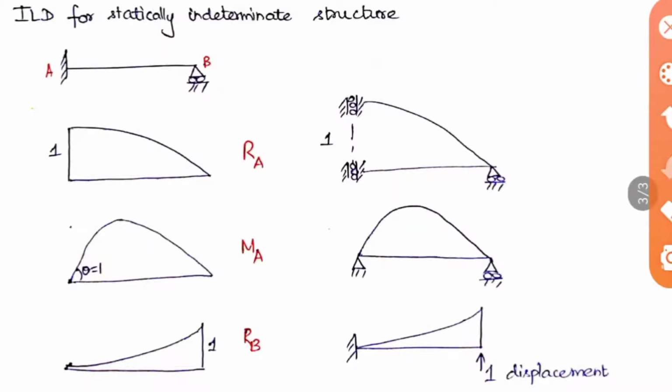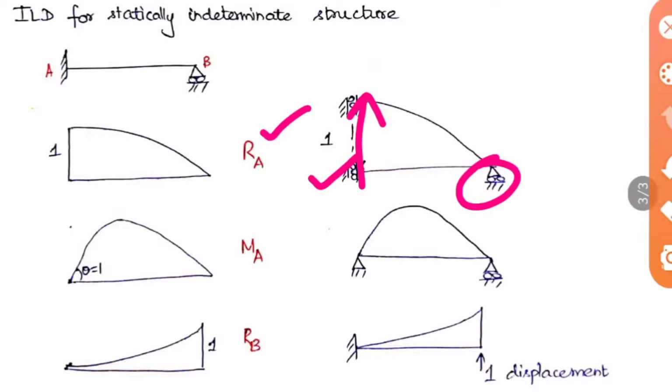Okay, so first let us see the ILD for reaction at A. As we saw before, you have to remove the vertical reaction and you have to apply the unit displacement at A. So I have applied like this. It will move in the vertical direction, that is the same only, but at point B it is not supposed to move because it is a roller support or hinged support there. So the ILD diagram will be like this, or the deformation also will be like this. So ILD diagram for reaction RA will be this.